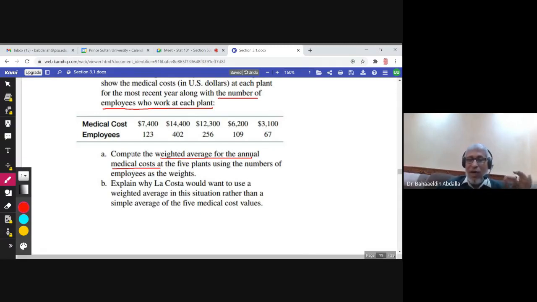So where are the weights here? We have two data: medical cost and employees. Which one of them is the weight? How to understand that? You understand that from the question. Look at the question carefully. Compute the weighted average for the annual medical costs. So the other variable would be the weights. So the number of employees would be the weights. Or you can do it like this.